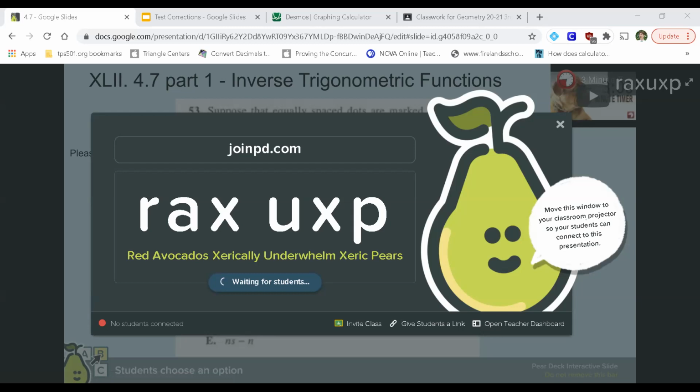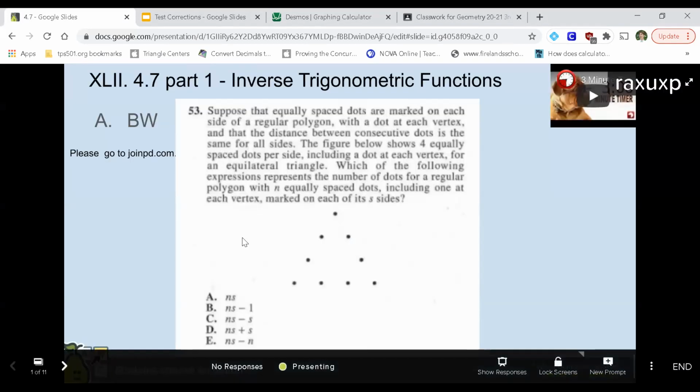Okay. So code today is RIX UXP. Bell work is a really weird ACT question, number 53.